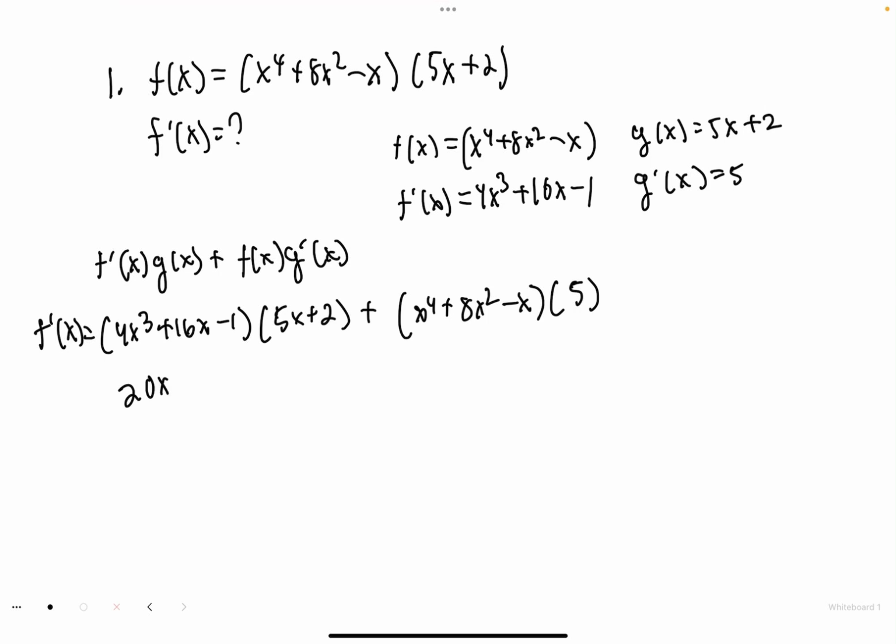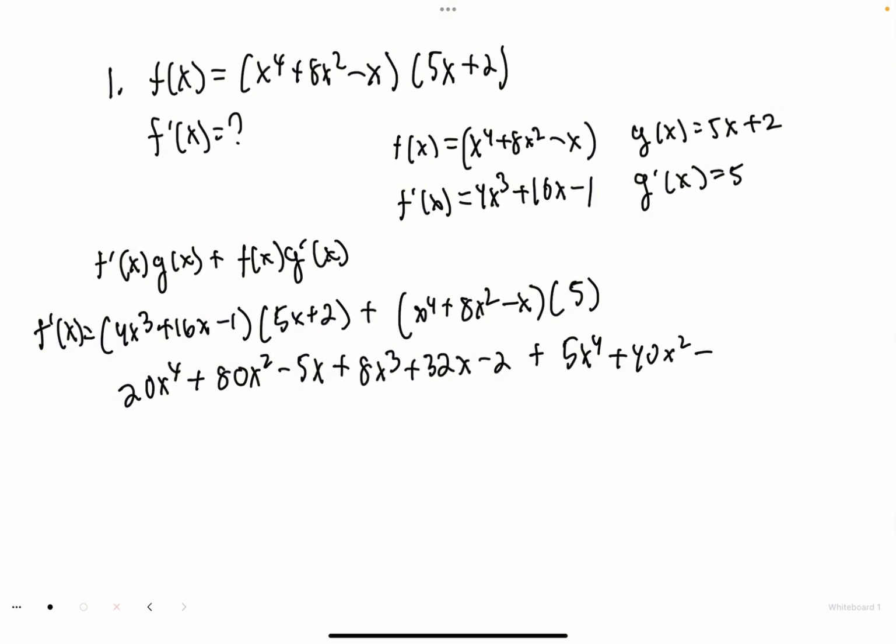So 20x to the fourth plus 80x to the second, and then minus 5x plus 8x to the third plus 32x minus 2 plus 5x to the fourth plus 40x to the second minus 5x.